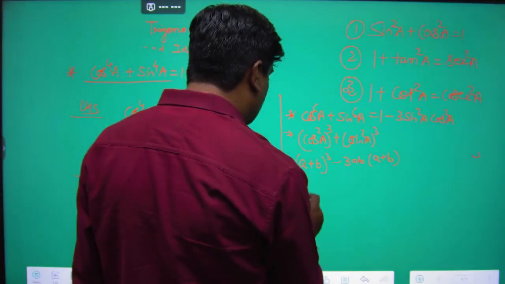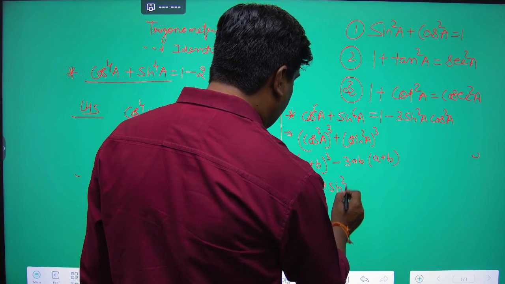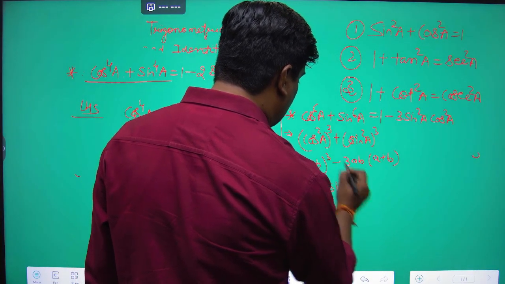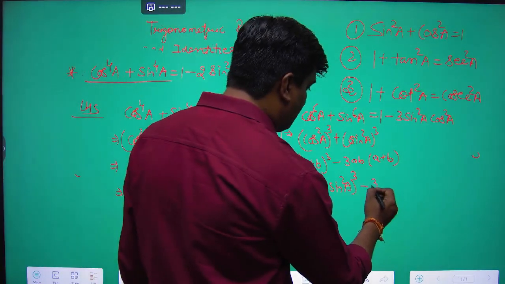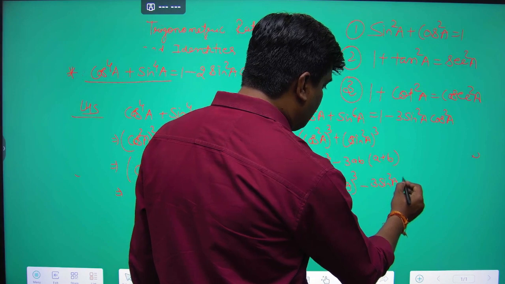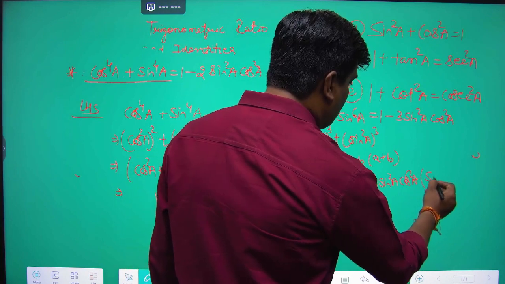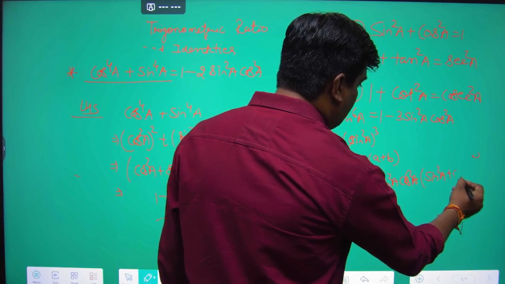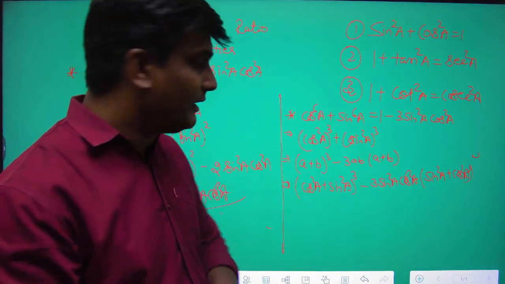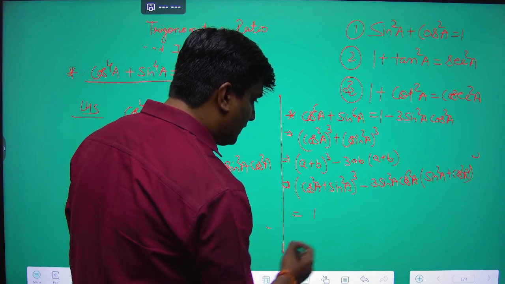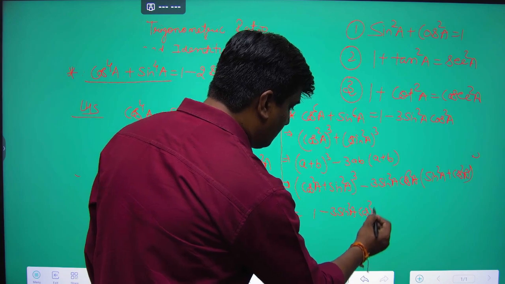So now the value of cos square a plus sine square a, whole cube, minus 3 sine square a cos square a times (sine square a plus cos square a). So sine square a plus cos square a is how much? 1. So the cube of 1 is 1, giving 1 minus 3 sine square a cos square a.